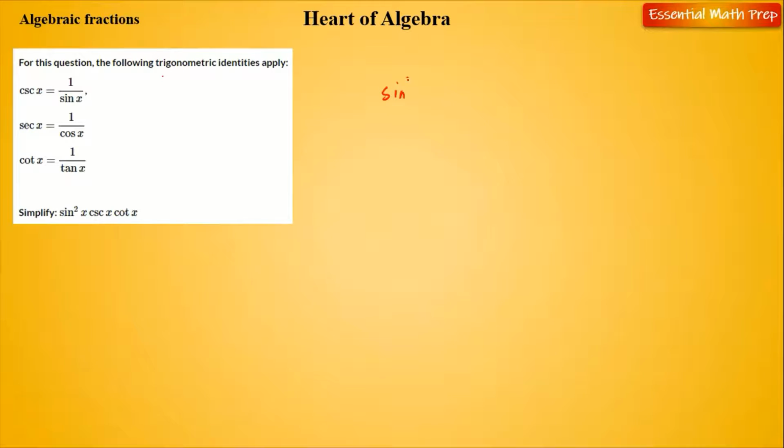So sine x squared times cosecant x is 1 over sine x, times cot x is 1 over tan x, right? But we can cancel out sine x, right? So tan x is sine x over cos x. We'll leave the cot x here for now.